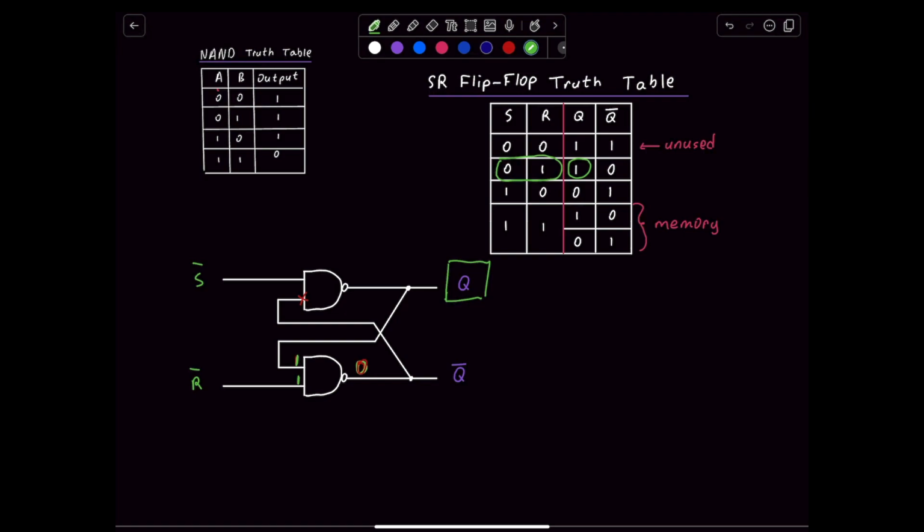However, it really depends on the application of the system that we're building. Sometimes both of these are used. For example, if you have two motors, if Q is 1, it'll turn on the first motor, and if Q is 0, it'll turn off the second motor, and vice versa. So it really depends on the application, but it always helps to think of Q as the actual result that we're trying to remember, that we're trying to use in the end.